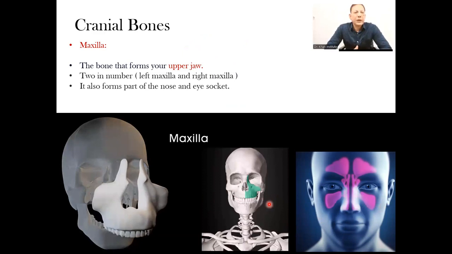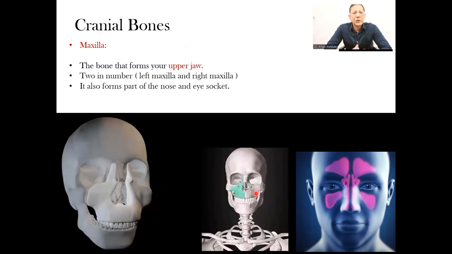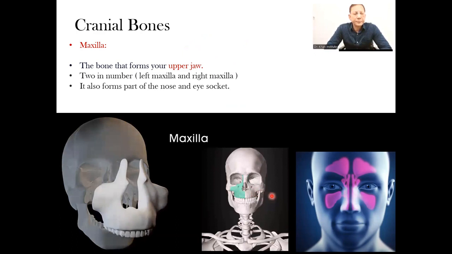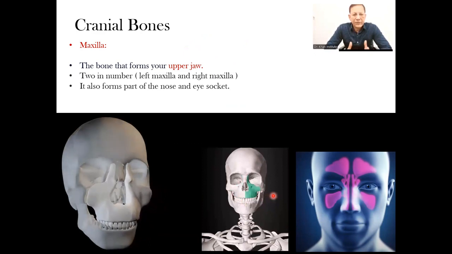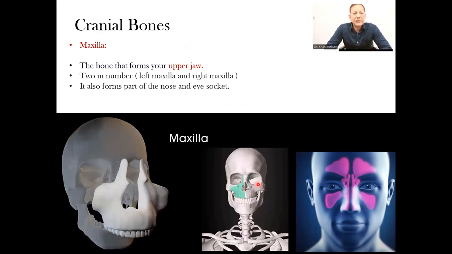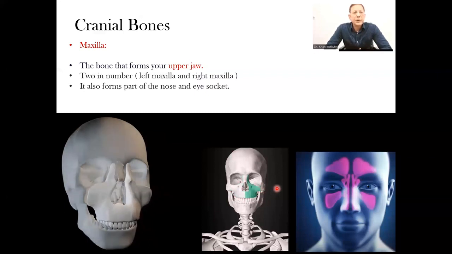Maxilla. The maxilla is a paired bone, one on either side of the face. It forms the central part of the facial skeleton and the upper jaw that contains the upper teeth. So it contributes to the facial structure and the structure of the oral cavity. The maxillary bone contains the largest of the paranasal sinuses.